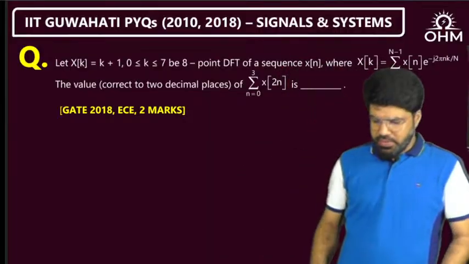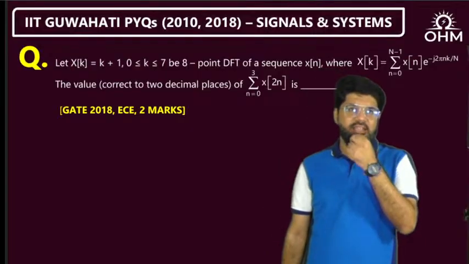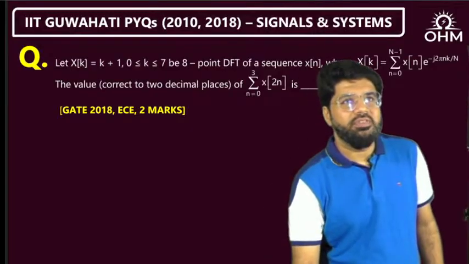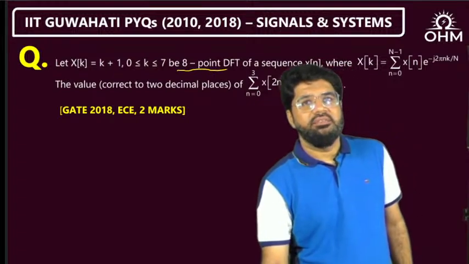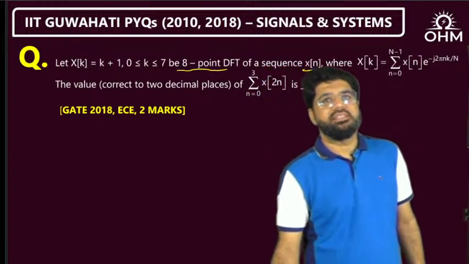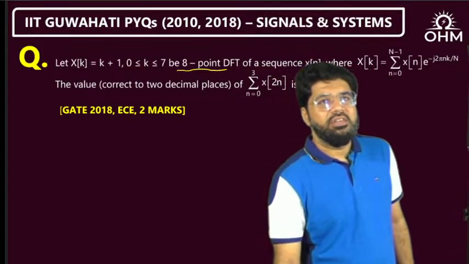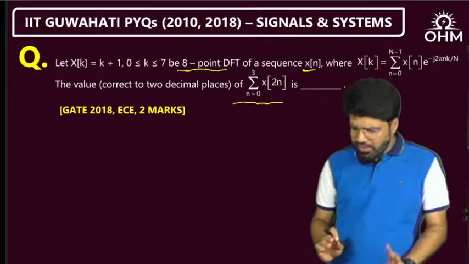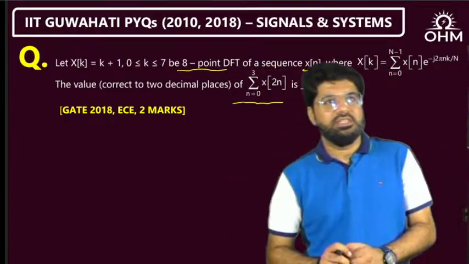Alright, DFT. Let Xk equal k plus 1, 0 less than or equal to k less than or equal to 7, be the 8-point DFT of the sequence xn, where Xk is summation xn e power minus j 2 pi nk by capital N, the basic DFT formula. What is the value of summation x of 2n? If you use the correct property of DFT, this is going to be solved easily. Otherwise, it's a good question.